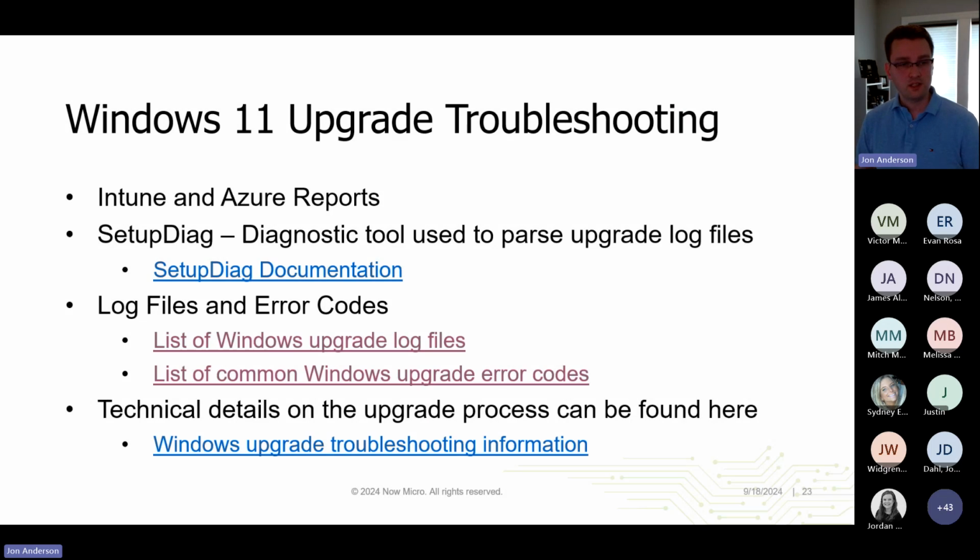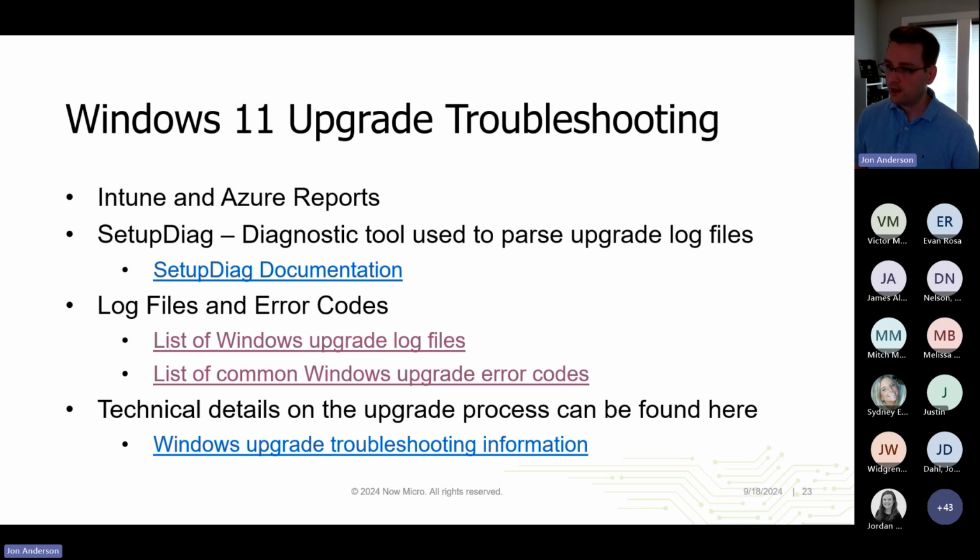Okay, so the next thing we want to look at then is troubleshooting. So what if we have something go wrong with the upgrade process? There's several options that we can have for looking at troubleshooting. One of them is just the reports, once again, out in Intune and Azure.